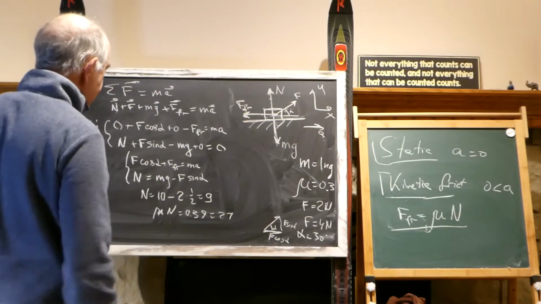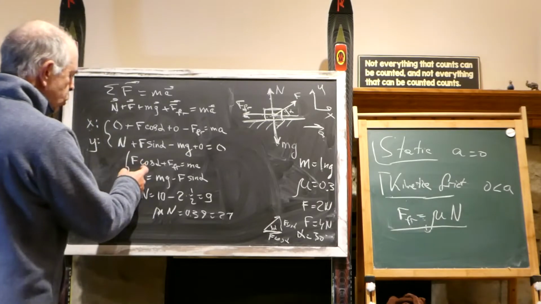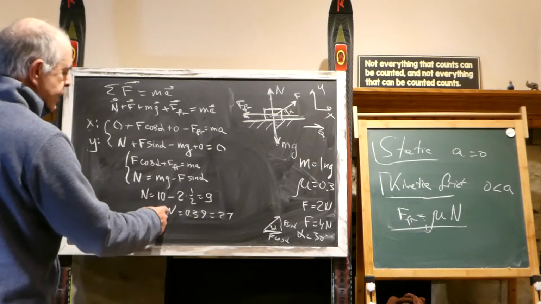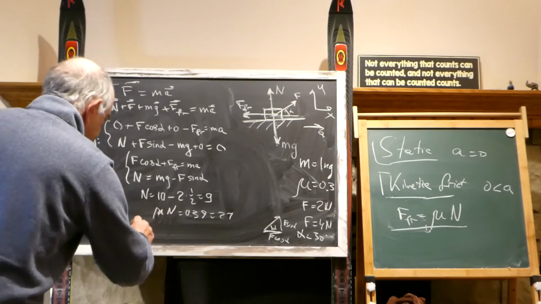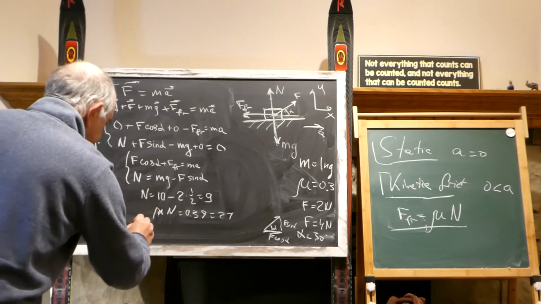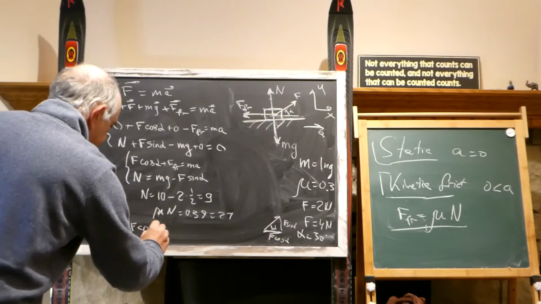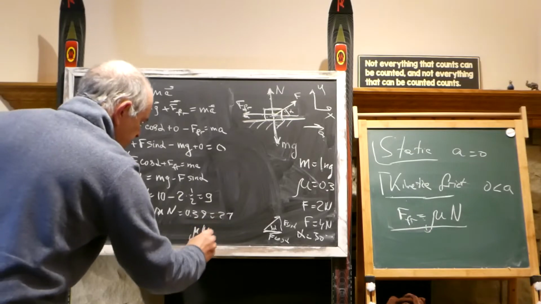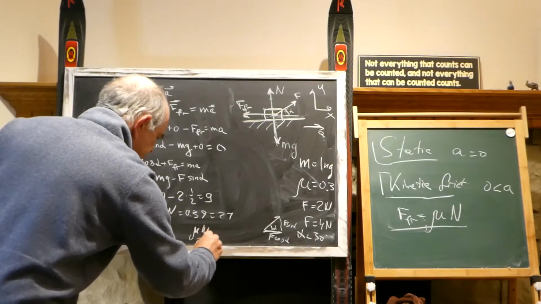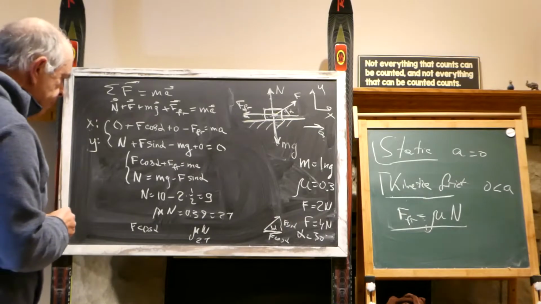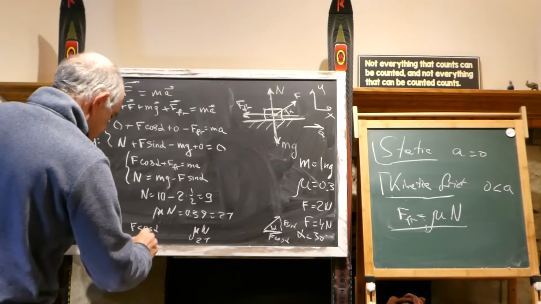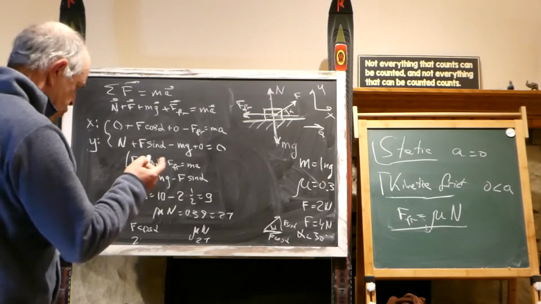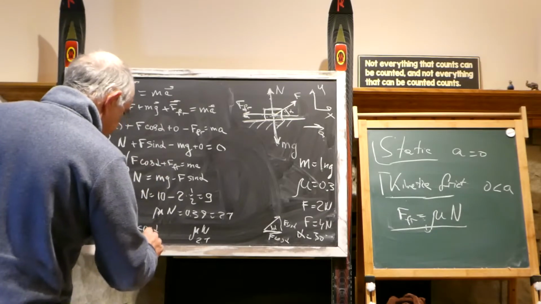Let's put it here. And let's figure out who is more, F cosine or this friction maximum, mu N. So we have to compare F cosine, and we have to compare this mu N. Mu N, we know that it is 2.7. And F cosine, F is 2, and cosine of 30 degrees is 1.7 over 2.